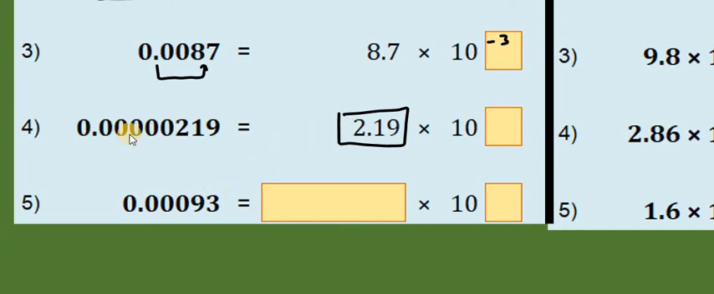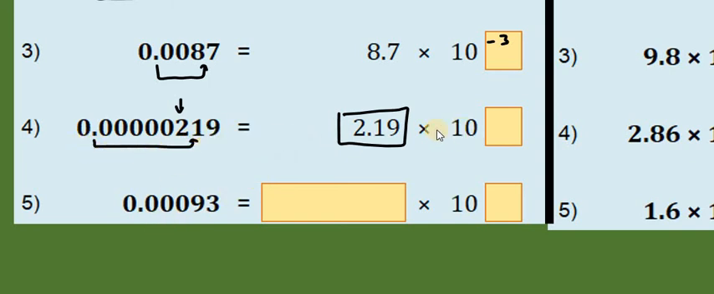And so, when we shift the point from here and put it between 2 and 1, it's now 2.19, which is a number between 1 and 10. In other words, we want to shift this point until we get it after the first non-zero digit. And the first non-zero digit we have is 2. So the point must go after that first non-zero digit. Like the point shifted here after the first non-zero digit, so we have 8.7. And the same thing goes for here.